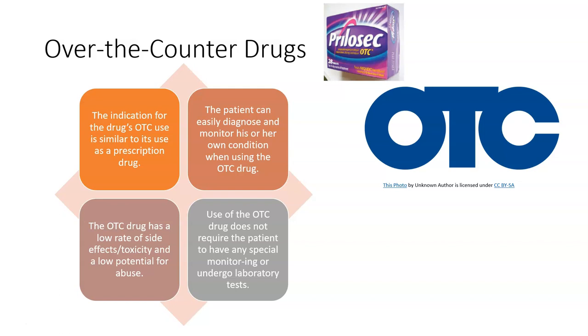So when we look at it, here's an example. Now, sometimes when things become over the counter, they actually will identify it. So Prilosec can still be sold by prescription, but this one is available OTC or over the counter.